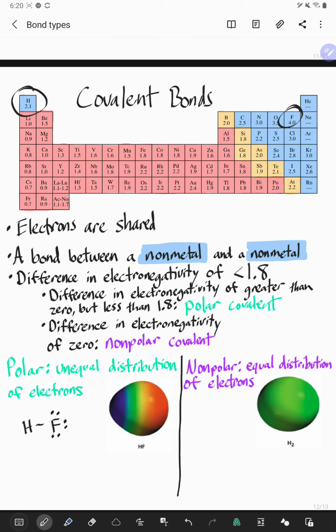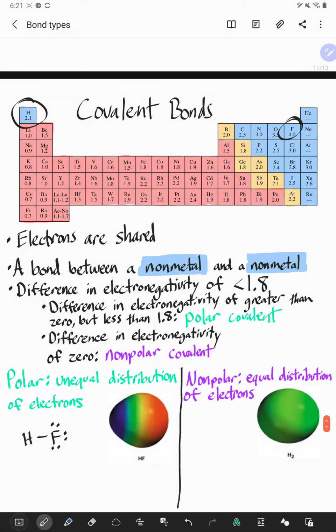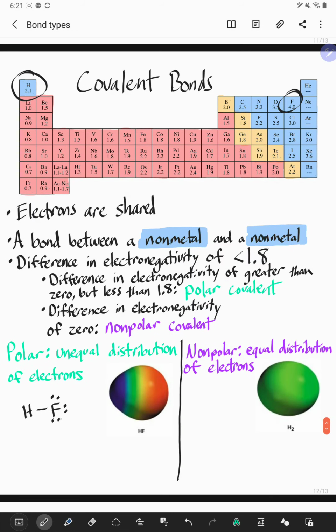So we have this chemical bond, and the electrons are not being shared equally. And since they're not shared equally, we call that a polar covalent bond. And so what ends up happening is, since we have more electrons here on this fluorine side than on the hydrogen side, we're going to say that there is a partial negative charge on the fluorine side.